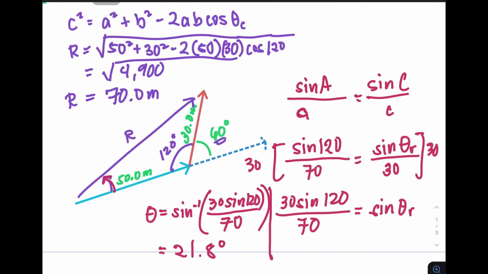So finally, we're going to express the final answer. The resultant vector is equal to 70 meters, 21.8 degrees towards the left side.